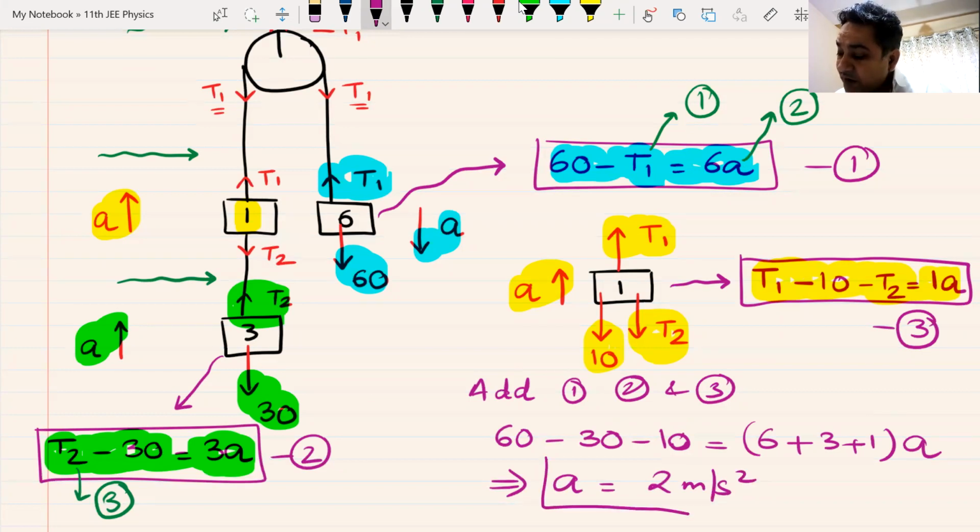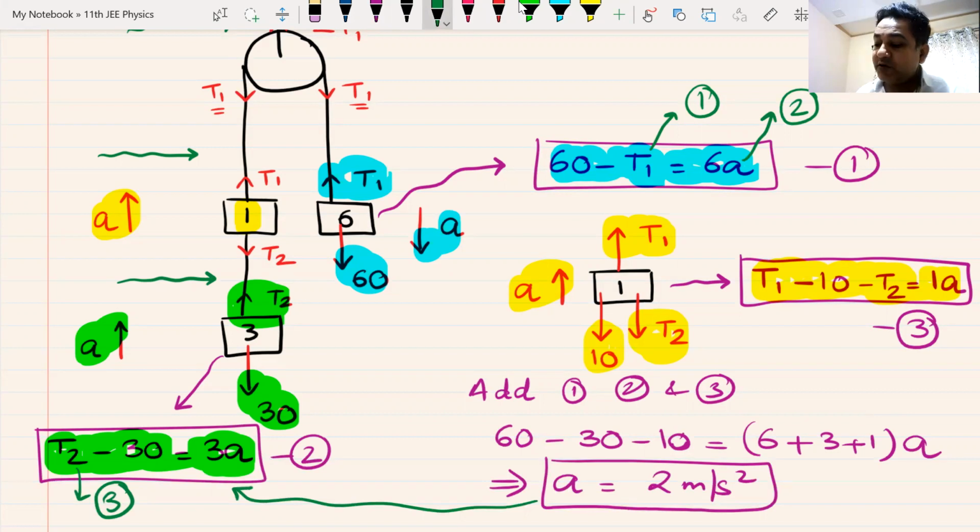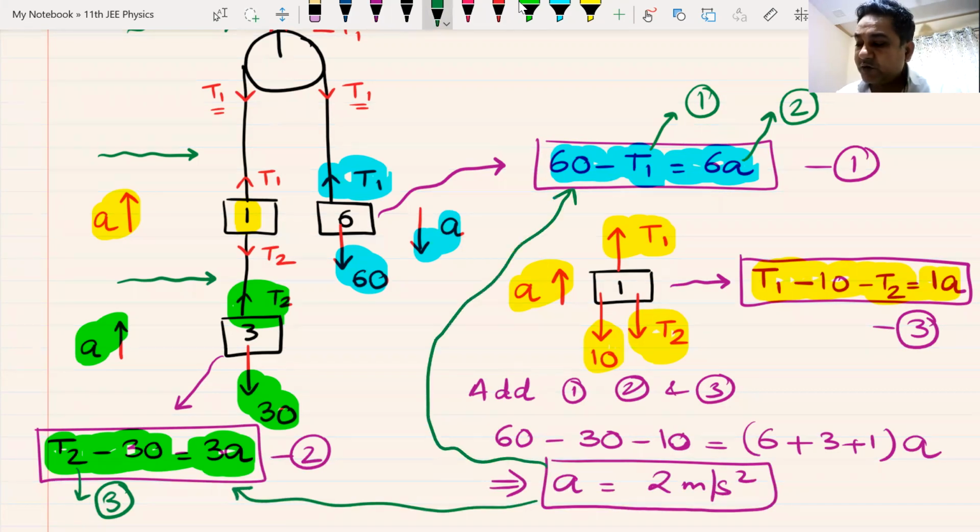As soon as you get the value of A, you can substitute it in this equation and you will get the value of T2. Put it in this equation and you will get the value of T1. Can anyone tell me what is the value of T2 and T1?